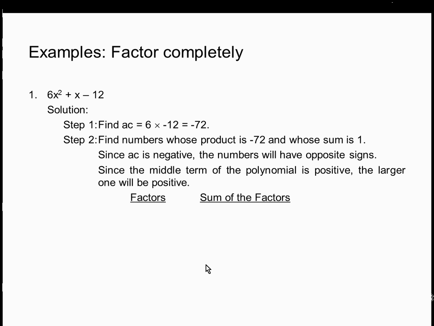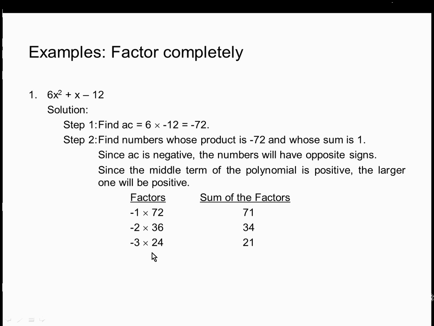Okay, here comes the fun part. I want to find numbers whose product is negative 72 and whose sum is 1. Okay, since a times c is negative, numbers will have opposite signs, one positive, one negative, and the bigger one will have the sign of the middle term. Okay, so again, we make our list. So I want one positive, one negative, and the large one will be positive. So negative 1 times 72 adds up to be 71. That's no good. I have negative 2 times 36. That adds up to be 34. That's no good, but I am getting smaller.